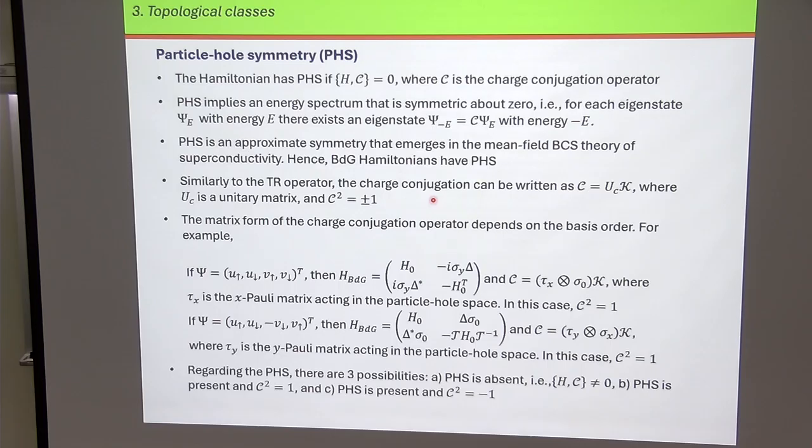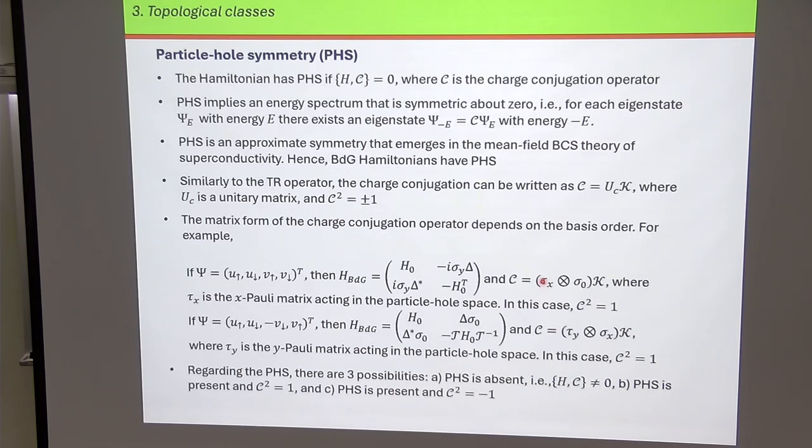For example, if you have your Bogoliubov-de Gennes equation in this form, you can find that this charge conjugation operator will be of this form. This tau x is just the x Pauli matrix. I'm calling tau the particle-hole space and sigma the spin space. Essentially this is just a tensor product of the Pauli matrix tau x with sigma naught, where sigma naught is the identity matrix. Do you remember what this tensor product is? So tau x is the Pauli matrix.